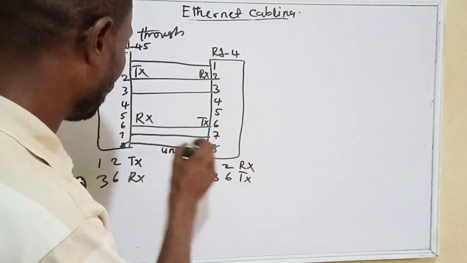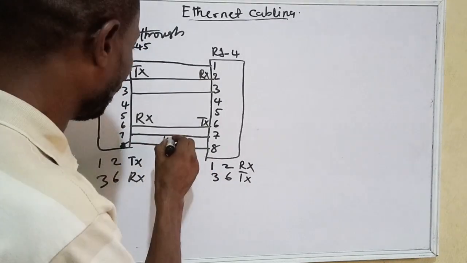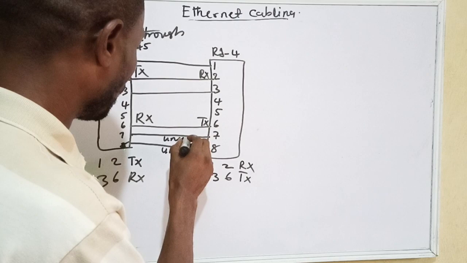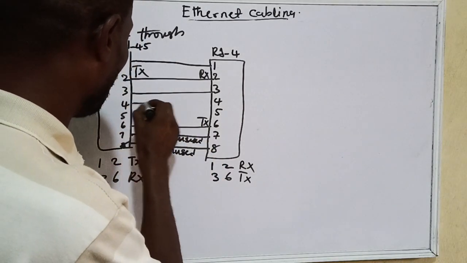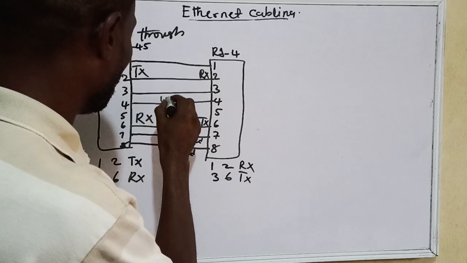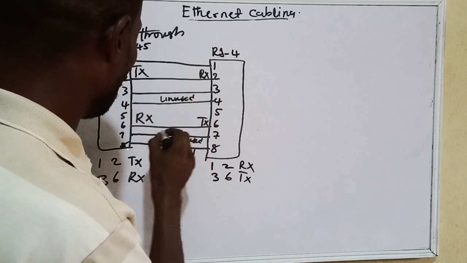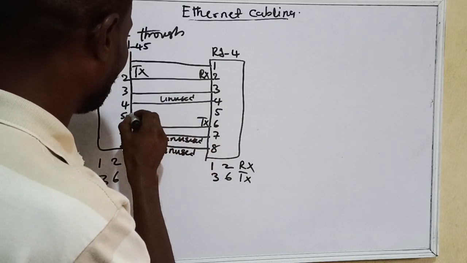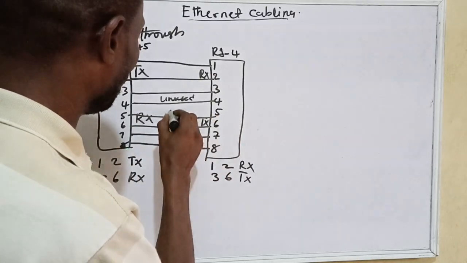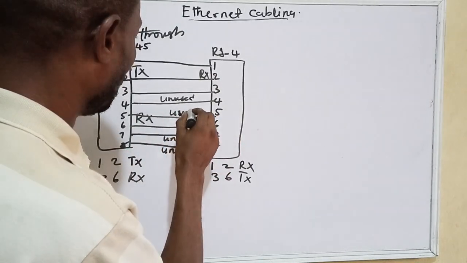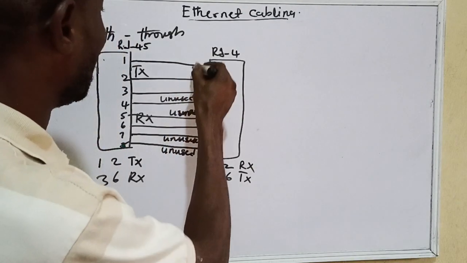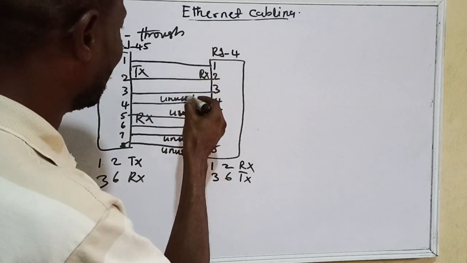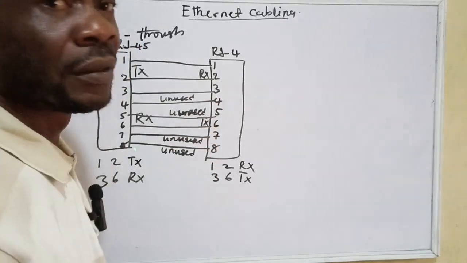unused from 8 to 8, 7 to 7, unused. Okay, 5 to 4 to 4, unused. Okay, and 5 to 5 is unused. The cable used here is 1 and 2, and 3 and 6.